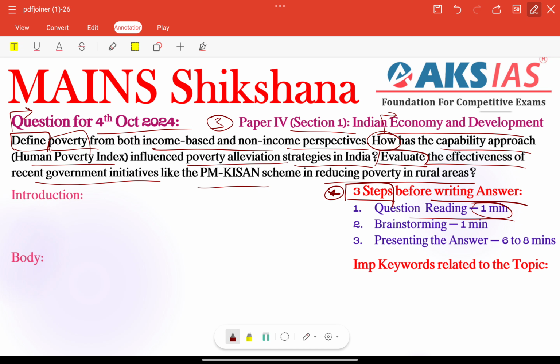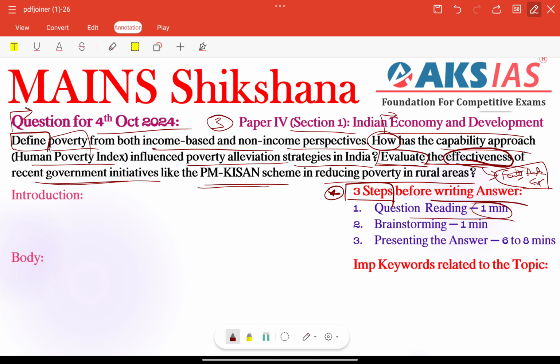Next, how is a general keyword or question tag, no need to worry about this. And evaluate means here we need to focus on the effectiveness part, right? Effectiveness of the recent government initiatives like PM Kisan scheme, etc. Here we need to focus on providing some important factual information and also data related to examples, very important examples, right? So that is the importance of question tags.